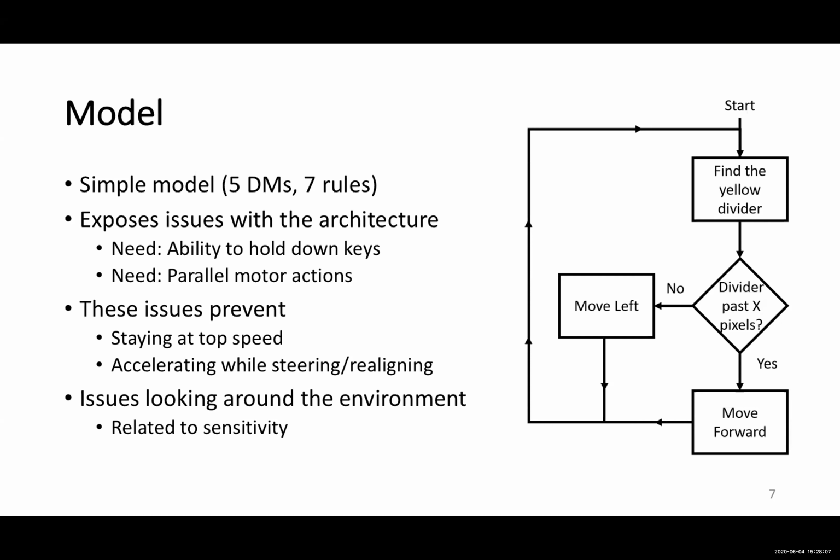What's interesting to note here is that moving forward is constantly in this decision cycle. And that's because ACT-R models cannot hold down keys. And so in order for our model to actually drive the bus, it's going to have to constantly be pressing the W key and moving in small increments. In addition, moving forward and moving left are considered as separate states because ACT-R doesn't have the ability to perform parallel motor actions. So the motor module has several states to represent actions that are in the queue for typing or for moving the mouse.